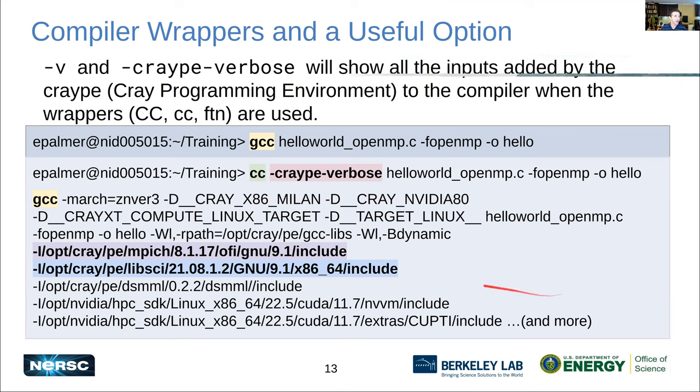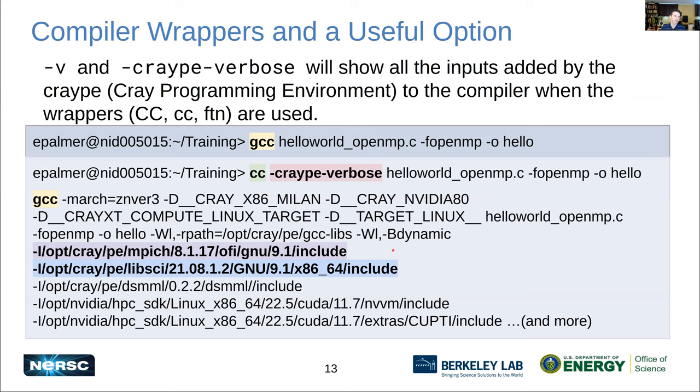Essentially what this is saying is that CC hello world.c, et cetera, is the same as typing GCC, you know, dash march equals the architecture version, and so on and so on. Whereas if you just type GCC, you're going to lose all these optimizations and automatic links and so on.